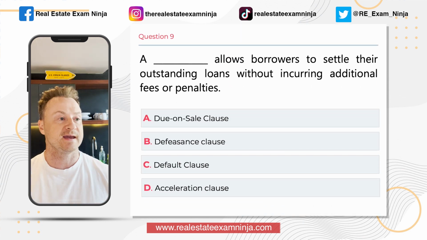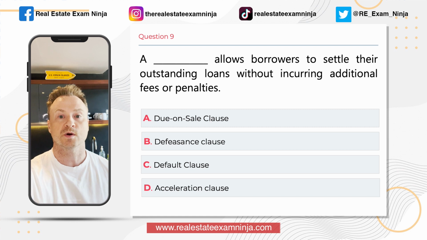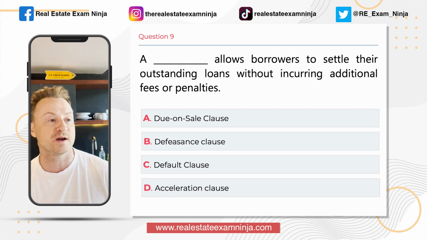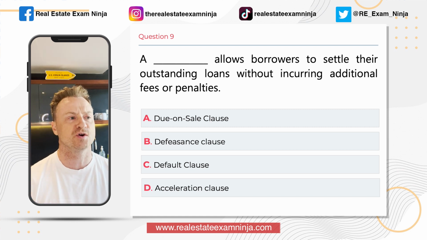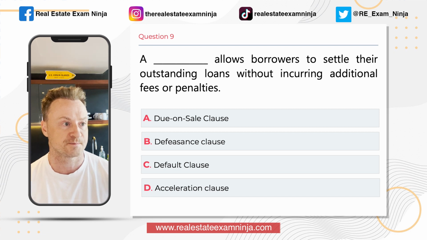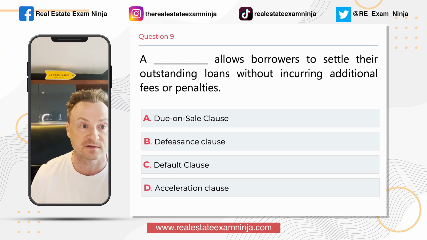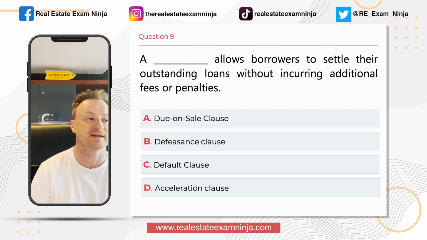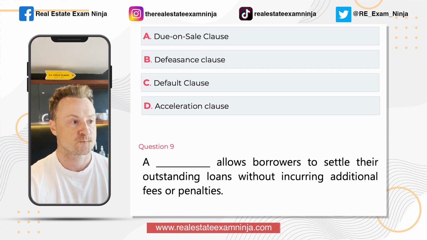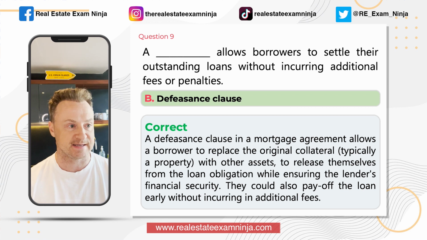Okay, a blank allows borrowers to settle their outstanding loans without incurring additional fees or penalties. Is it due on sale clause, default, acceleration? What do you guys think? Look at these and tell me what you think. Okay, so the answer is B.